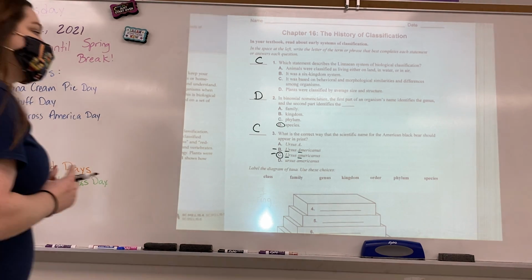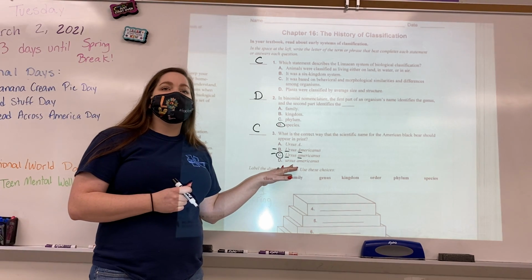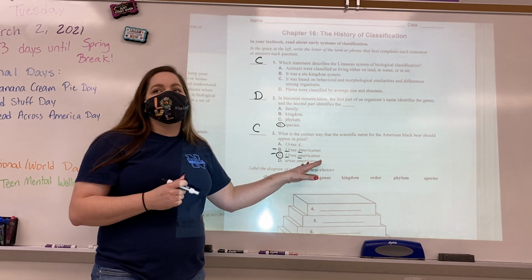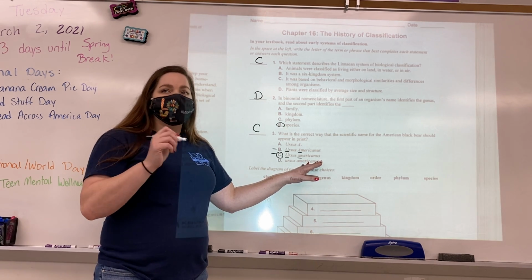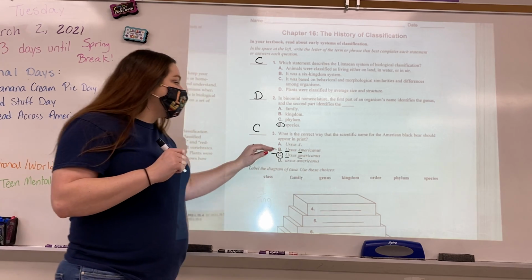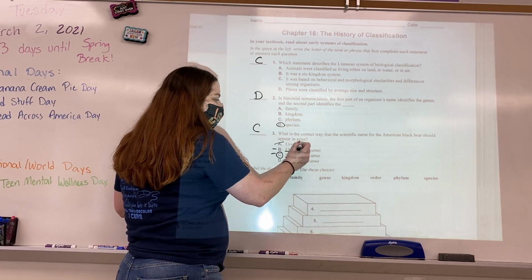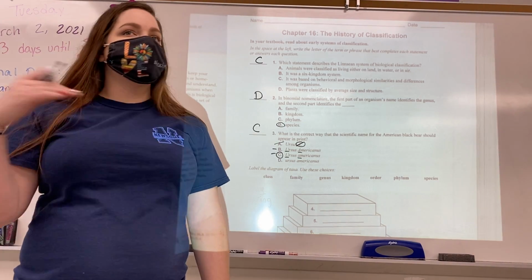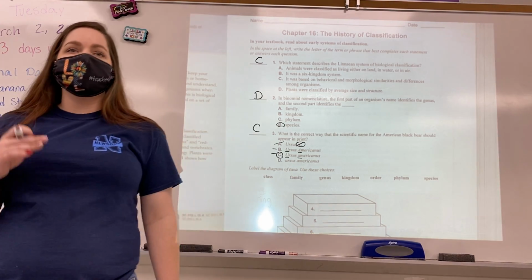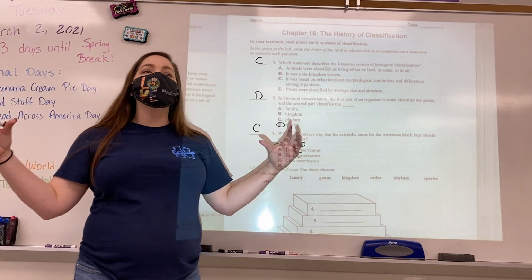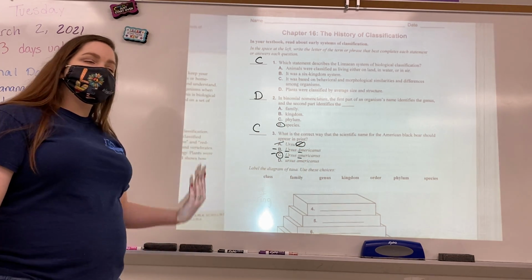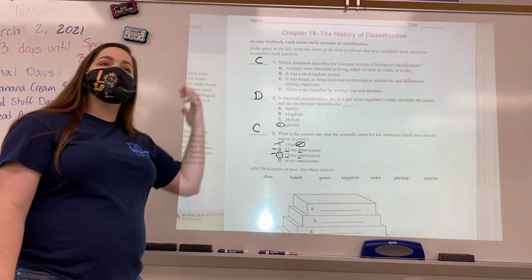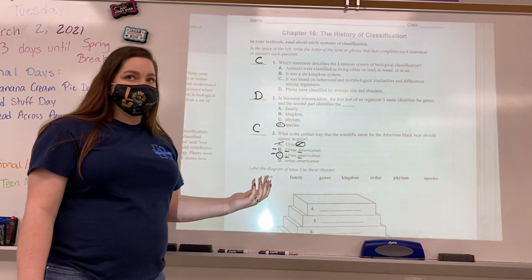So your genus is always written first and it is always capitalized. Your species is always written second and it is always lowercase. Okay? Nothing is ever going to be abbreviated. So that A dot and letter A, that is not how you write scientific names. You do not abbreviate anything. You write out the whole full name. Your first name is your genus. Your second name is your species. The first thing is capitalized. The second thing is not.